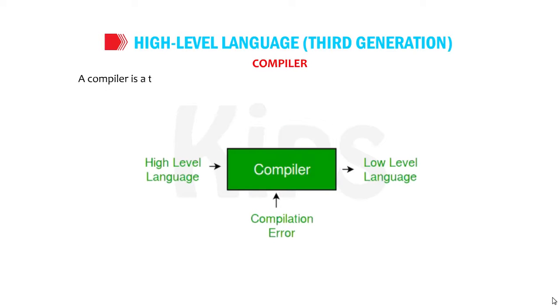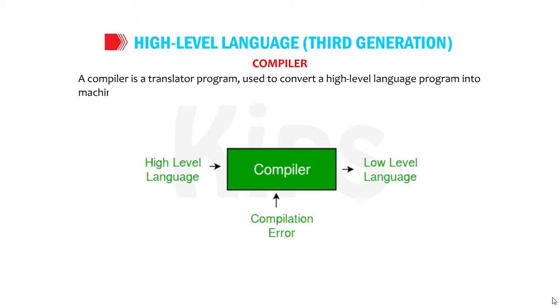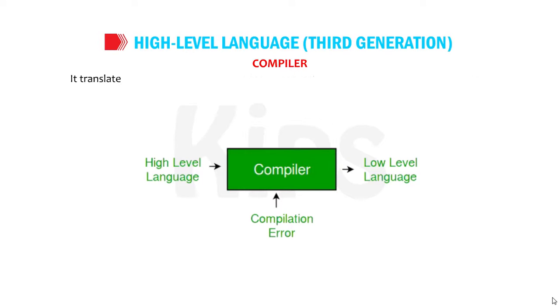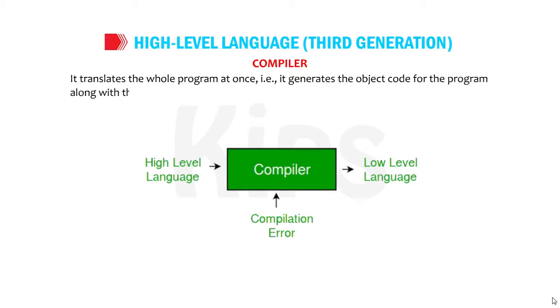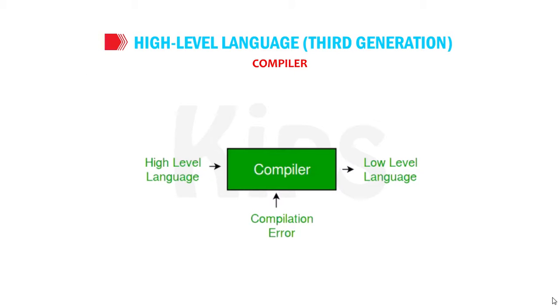Compiler. A compiler is a translator program used to convert a high-level language program into machine language. It translates the whole program at once. That is, it generates the object code for the program along with the list of errors. The execution speed of a compiler is faster as compared to an interpreter.